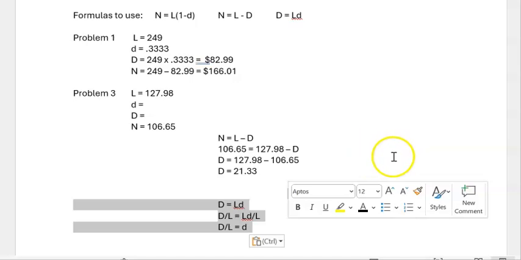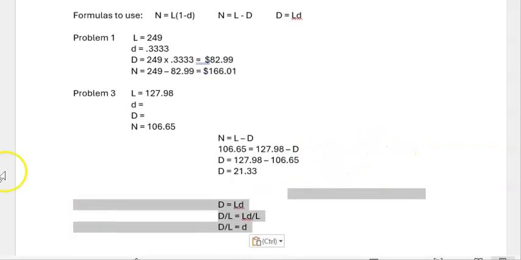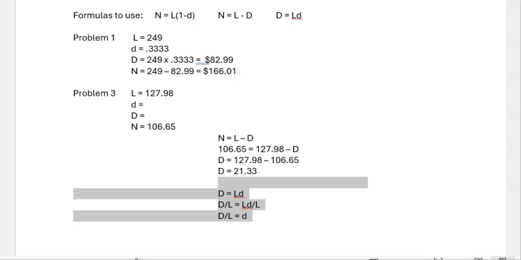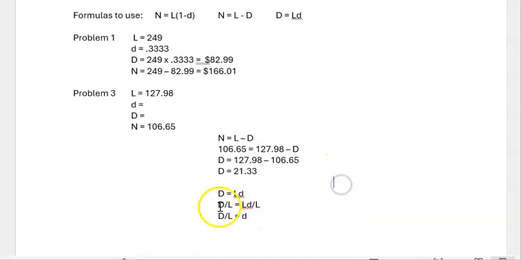So if we've got our discount amount, we've got our discount amount equals our list price multiplied by percentage. We want to get our small d, or the percentage by itself. How do we do that? We take this first formula and divide both sides by L. So by dividing both sides by L, it leaves us with the discount percentage equals discount amount divided by list price.